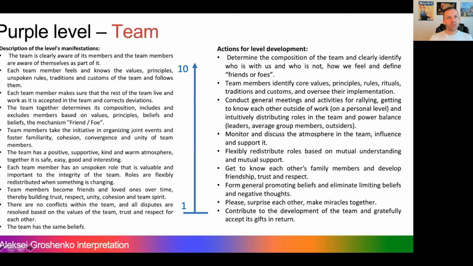So there is a question, right? Should we have friendship in a work team, or between leaders and the team members? Yes, we should. And on a purple level, it's one of the basic criteria that you are great here. There are no conflicts within the team, and all disputes are resolved based on the values of the team, trust and respect for each other.